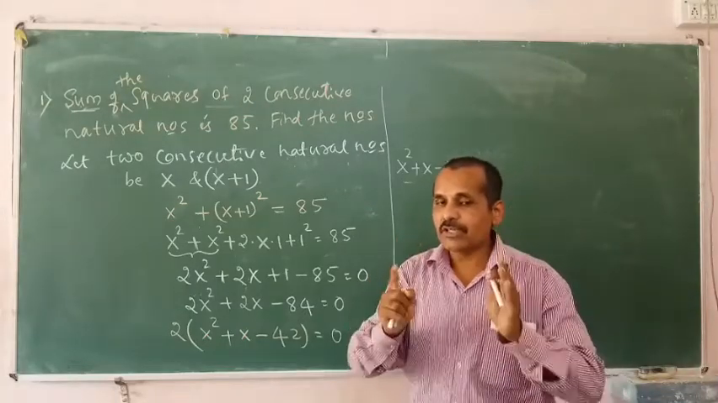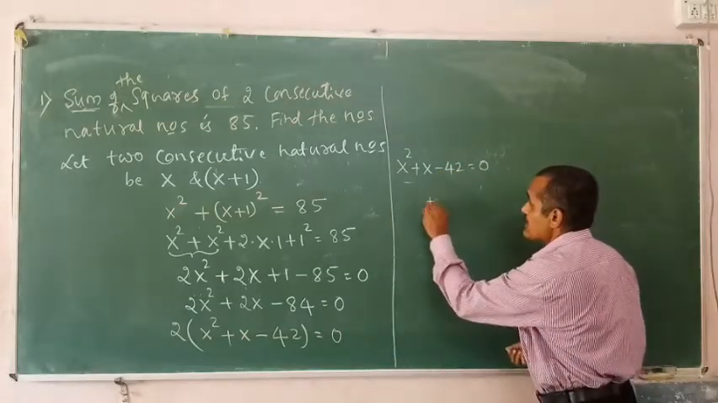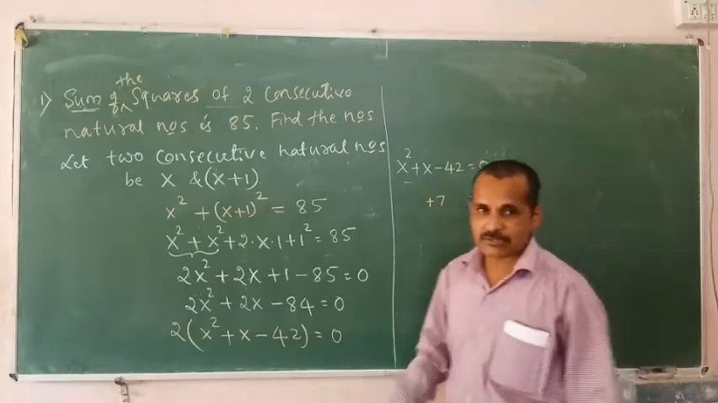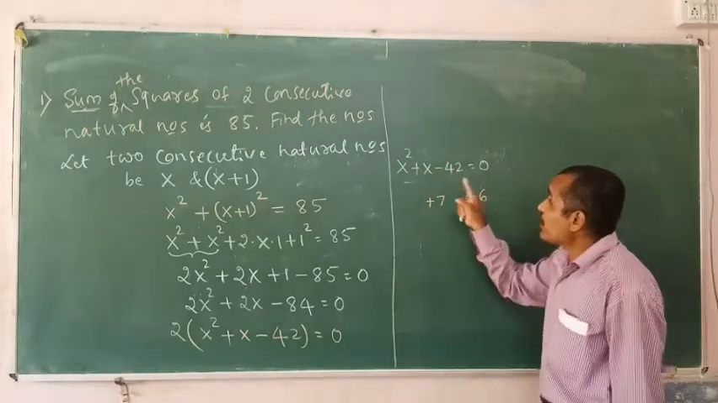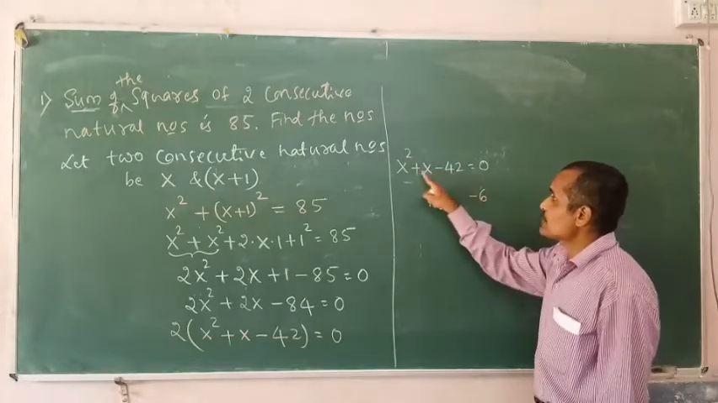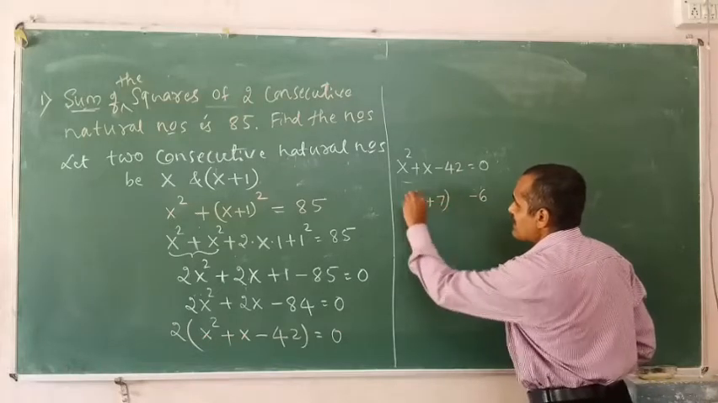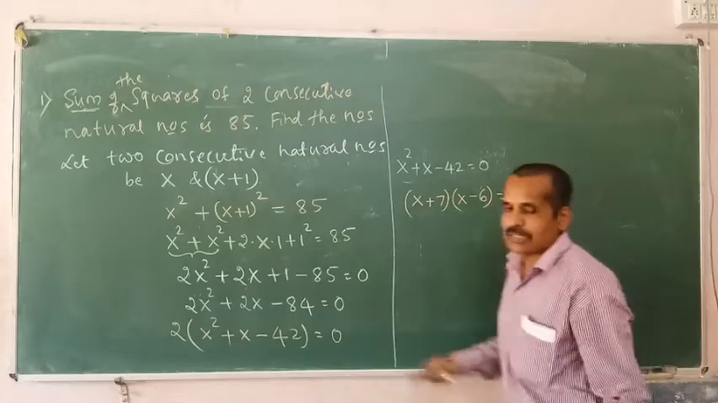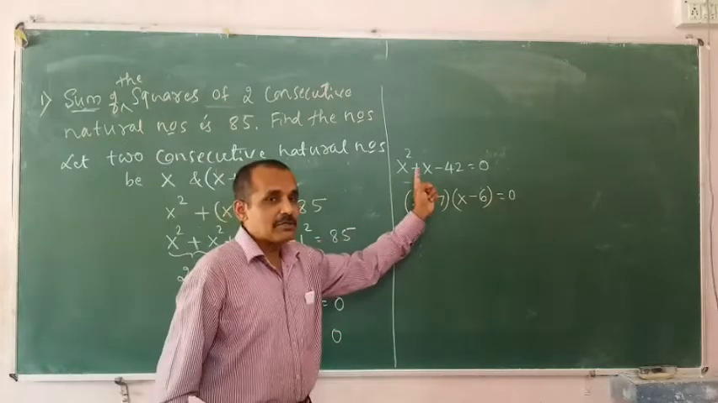First you think what the middle terms are. The middle terms are plus 7 and minus 6. That should be very clear. On multiplying, 7 times 6 is 42, and on subtracting, 7 minus 6 is 1. So just put x behind this: x square plus x minus 42 is equal to 0. That's all. No need to solve completely, but this method can be used.